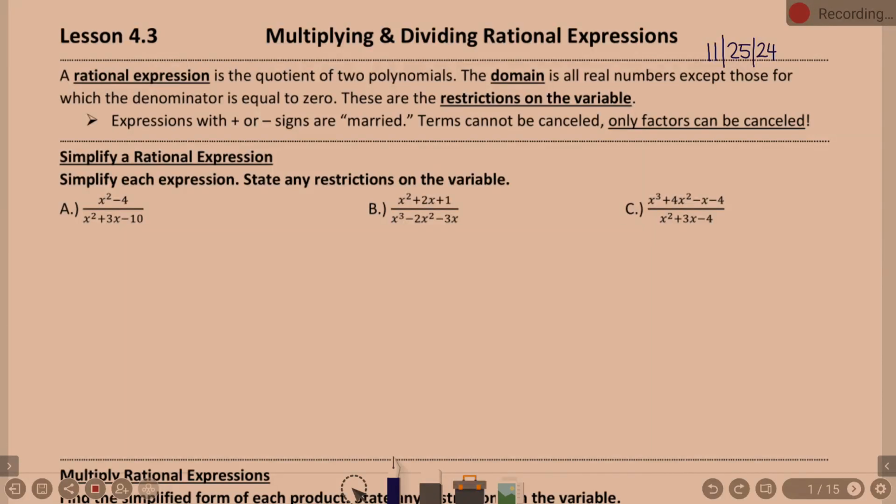4.3 to talk about multiplying and dividing fractions. We first just kind of have to look at these fractions and look at how to simplify them. Okay?